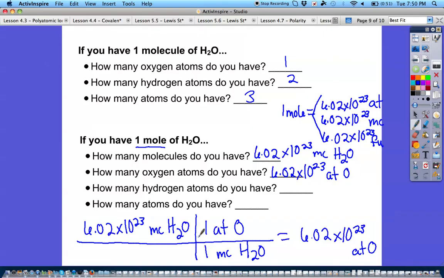Okay? Now we can use the same setup to figure out our number of hydrogen atoms. Erase that. So now, in 1 molecule of water, we have 2 atoms of hydrogen. So these cancel off. So now we're going to take 6.02 times 10 to the 23rd, multiply it by 2, and you should get 1.20 times 10 to the 24th. And this is going to be atoms of hydrogen.